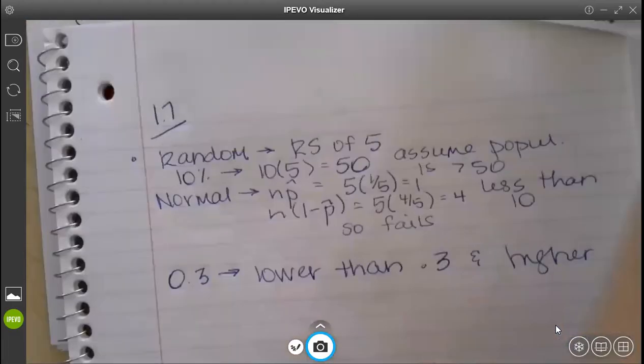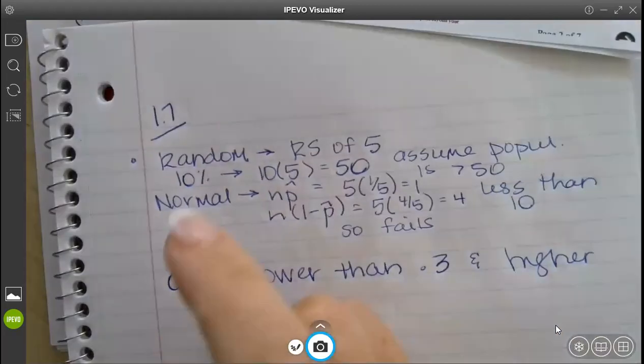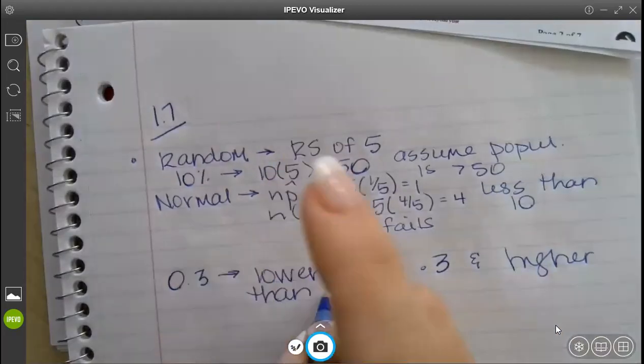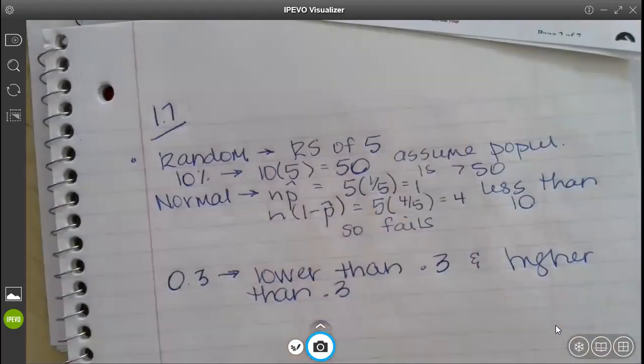And higher. Sorry, I can't see that. Yell at me next time. And higher than 0.3. And that's 0.3 from the beginning. Okay, so 0.3 from the beginning would be 0.7.